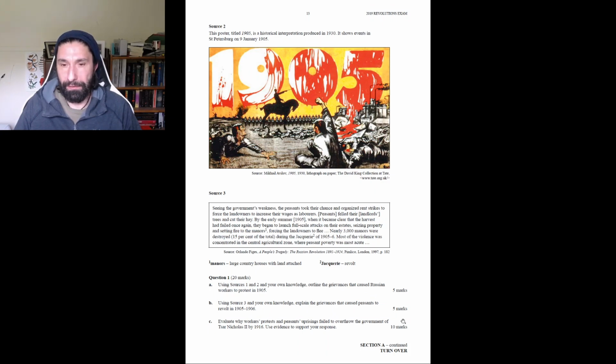And if you break it down even further, the C question down here is half of this entire worth of marks. So you would devote 15 minutes to this, and then as closely as possible anyway, 7.5 minutes for question A, and then 7.5 minutes for question B. Question A here. The question's asking, using sources 1 and 2 and your own knowledge, outline the grievances that caused Russian workers to protest in 1905.